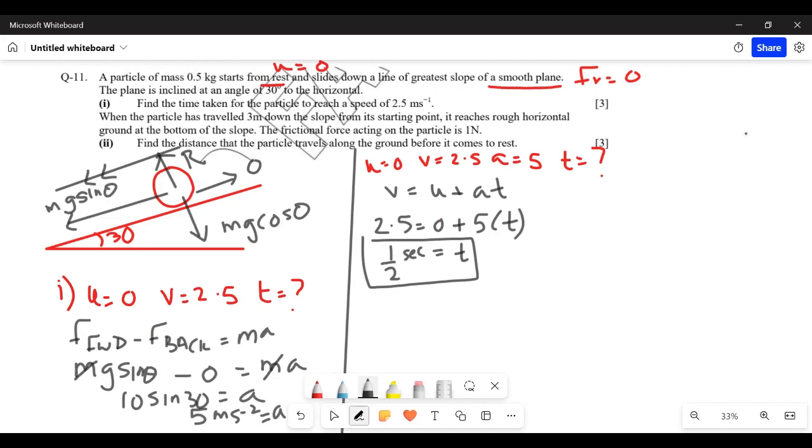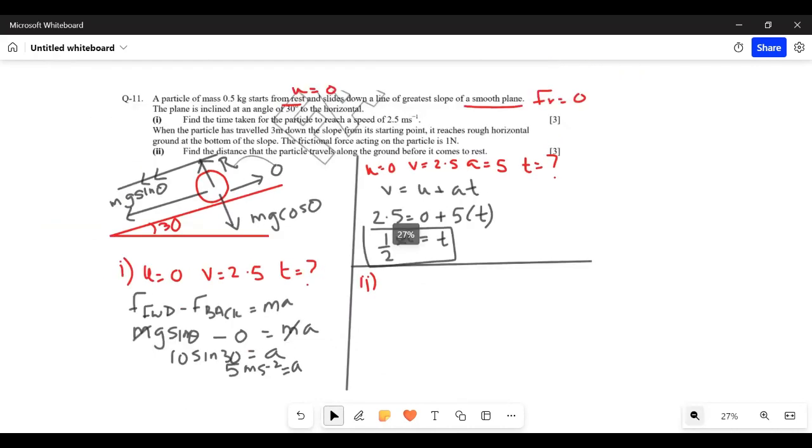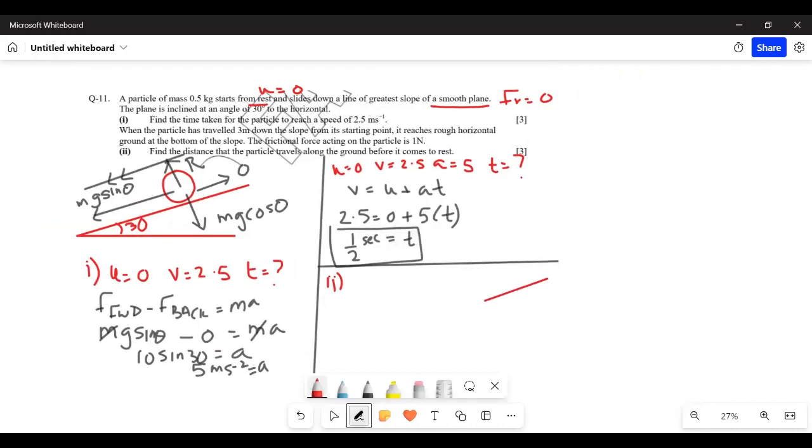Next part is when the particle has traveled 3 meters down the slope. So now we know S. Part 2, S is 3 meters. When the particle has traveled 3 meters down the slope from its starting point, it reaches a rough horizontal ground. Okay, so that's S might not be 3 meters. Let's see what the question is saying. Okay, so here's the slope. And it's saying when the particle has traveled 3 meters down the slope, so this slope is 3 meters long.